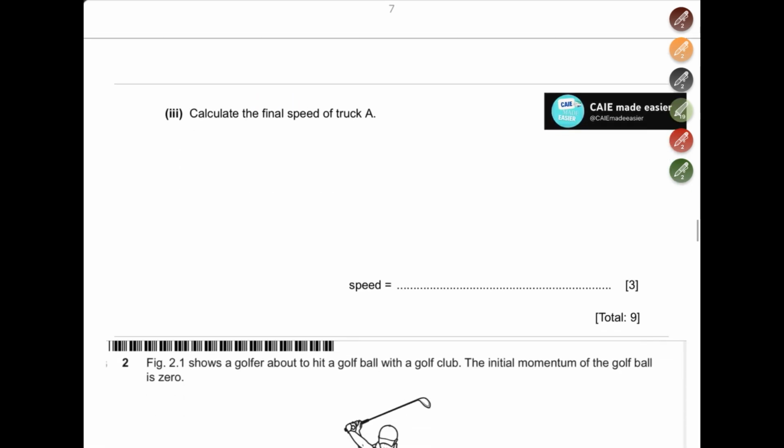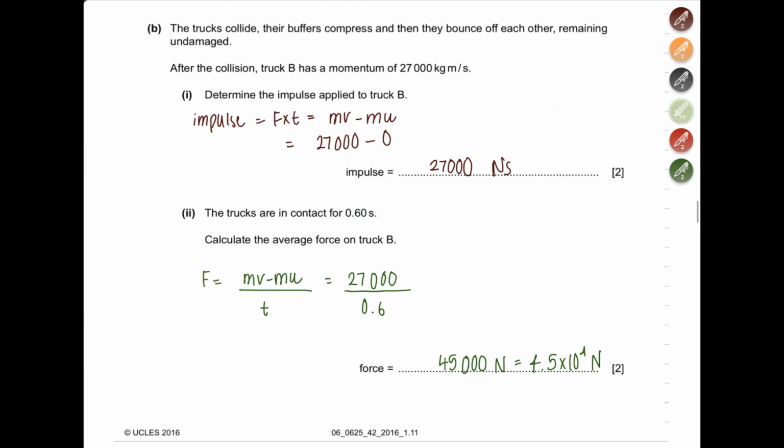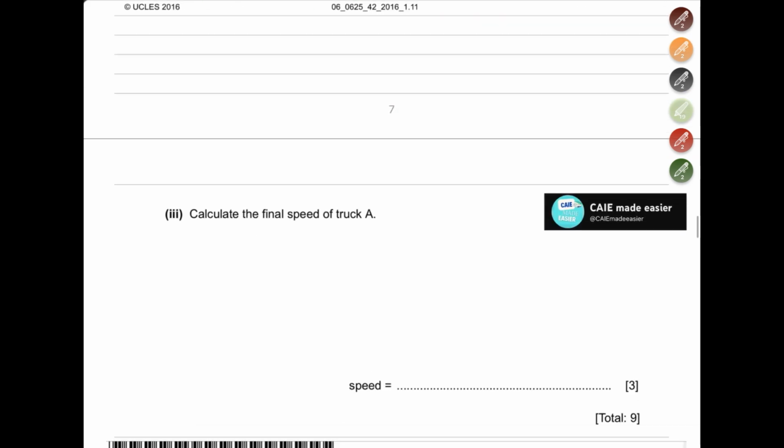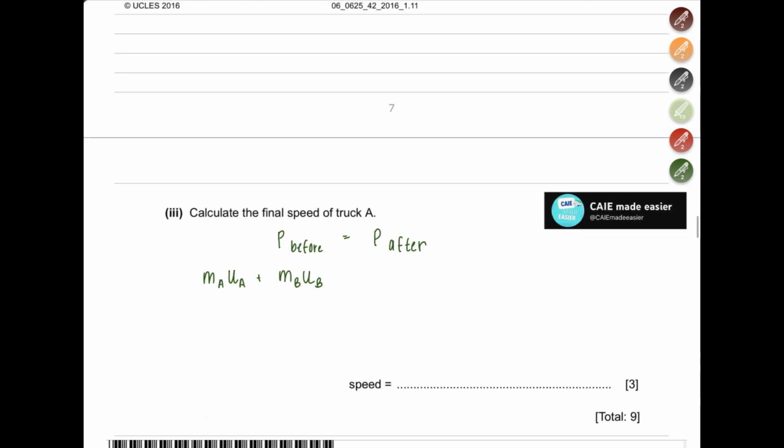Next, calculate the final speed of truck A. Since there was a collision, we can say that momentum before collision equals momentum after collision. It's going to be ma ua plus mb ub. This is mass times initial velocity of A plus mass times initial velocity of truck B. This equals mass and final velocity of A plus mass and final velocity of B.